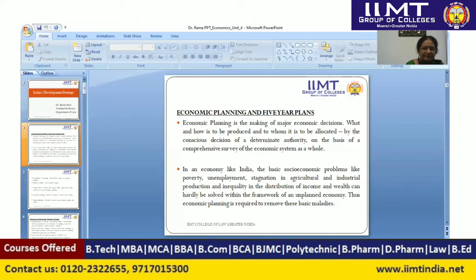We can say that in our economy in India, there are so many problems like poverty, unemployment, and stagnation in the agriculture and the industrial sector. So the people have to face many problems due to inequality in the distribution of income and wealth. To remove all these maladies, the government has made many economic plans so that our country can grow rapidly.